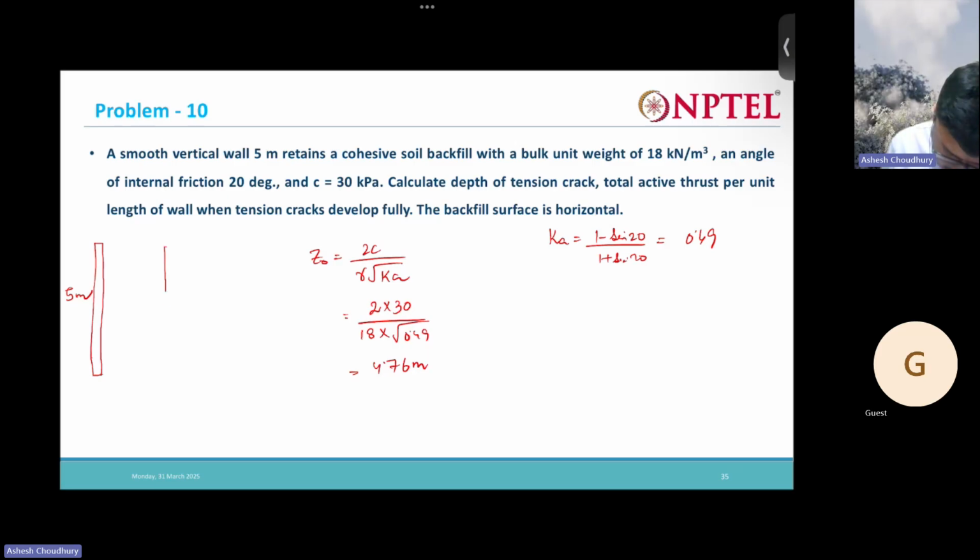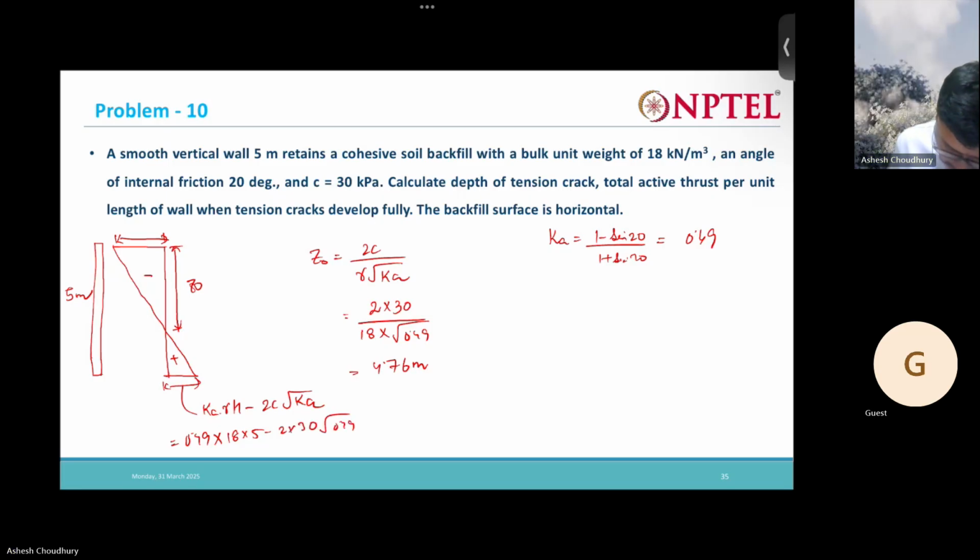So I want to draw. It will be something like this. So this is the negative part. This is my Z naught. And what is this? This is Ka gamma H minus 2c root Ka. So 0.49 into 18 into 5 minus 2 into 30 root 0.49 is about 2.1 kilonewton per meter square.